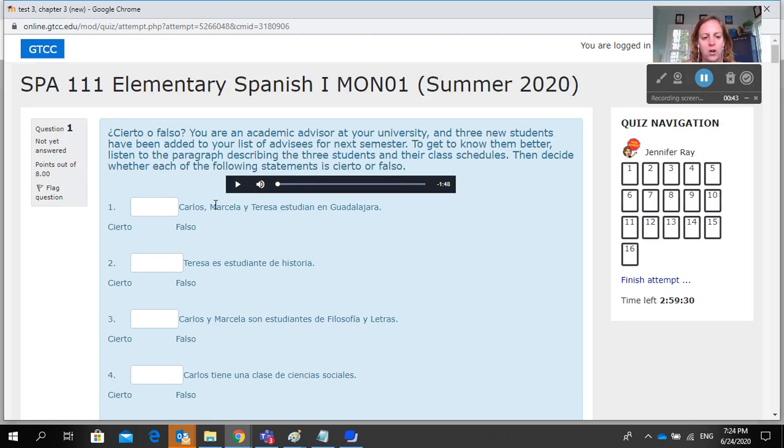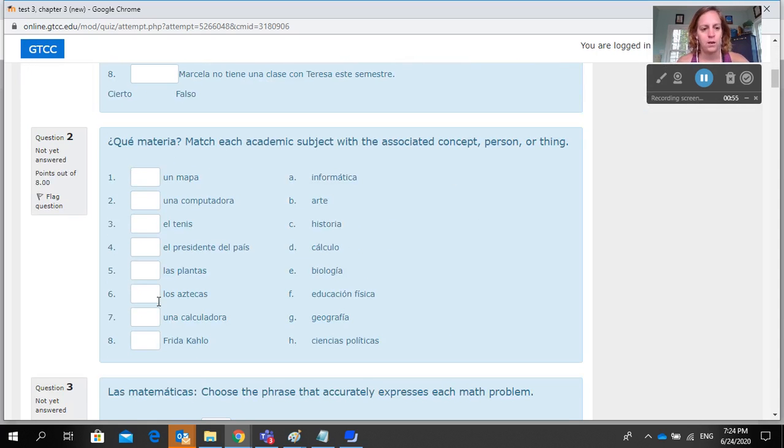But you'll listen to this paragraph, and then it says, like, Carlos, Marcela, y Teresa estudian en Guadalajara. If after you've listened to this paragraph that's true, you would put an A here. If it's false, you're going to put a B. Okay. The next section says qué materia, match each academic subject with the associated concept, person, or thing.